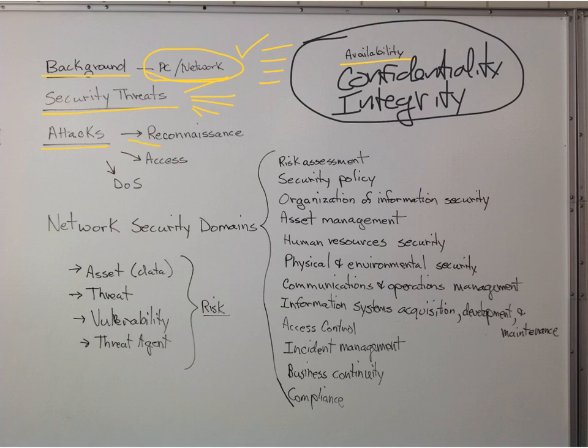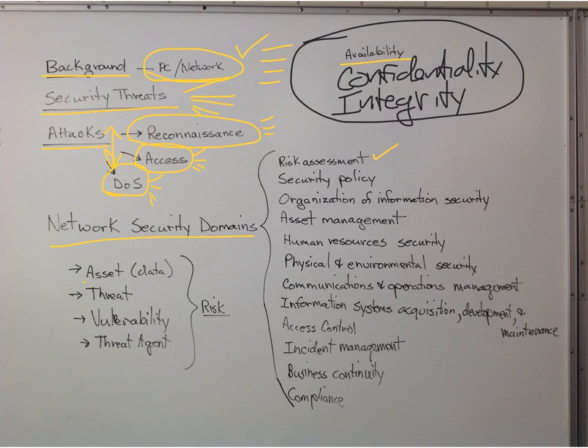Talked about attacks. We said we're going to split them into 3 groups: reconnaissance, access, and denial of service. And we elaborated a little bit on those. They cross over, but we can think of a lot of the things between those 3. We talked about network security domains. This kind of gives you an overall view of things you have to be aware of, how much risk there is.